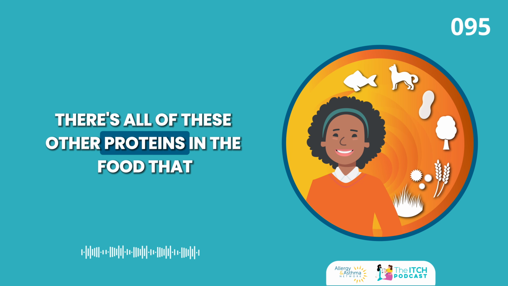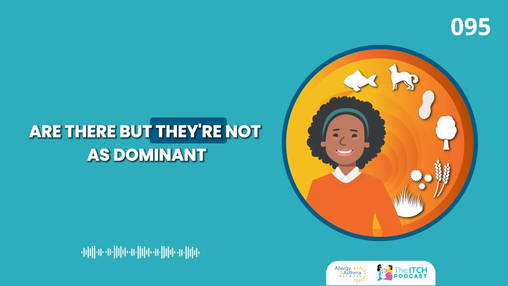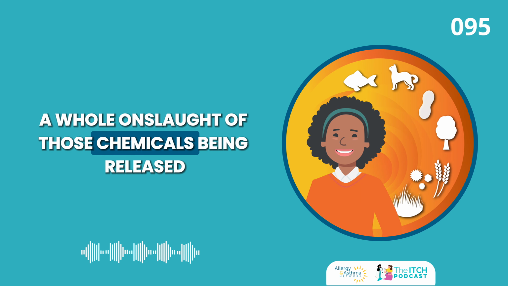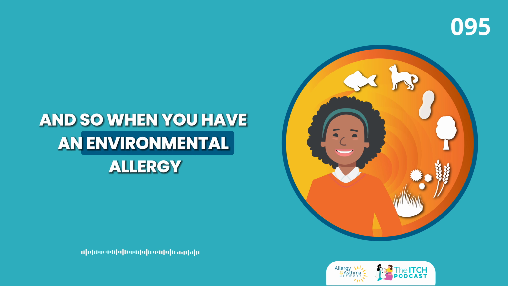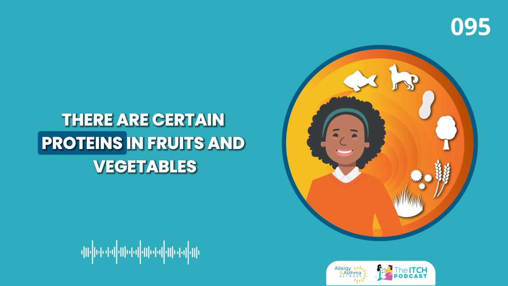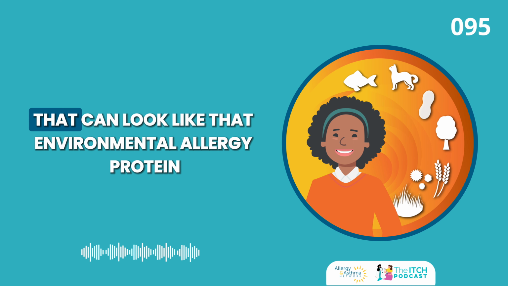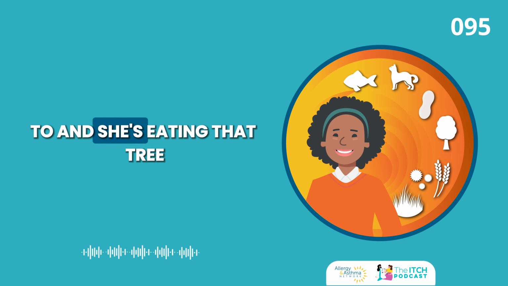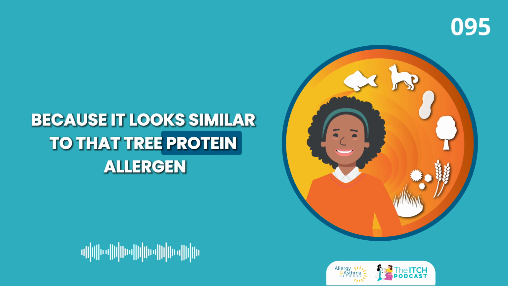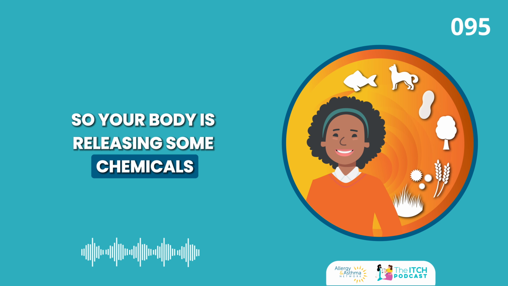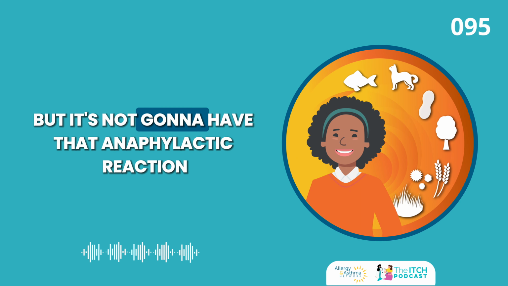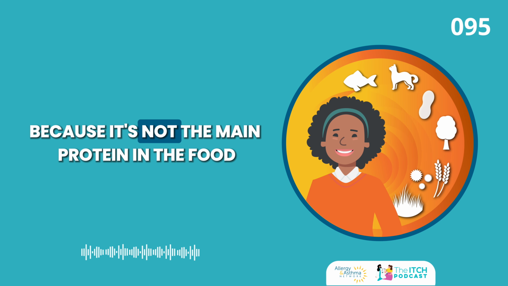Then there's all of these other proteins in the food that are there, but they're not as dominant, and they're not the thing that is going to lead to a whole onslaught of those chemicals being released. And so when you have an environmental allergy, there are certain proteins in fruits and vegetables that can look like that environmental allergy protein. And so your body's like, wait, I think this is the tree that Courtney's allergic to, and she's eating that tree because it looks similar to that tree protein allergen. So your body's releasing some chemicals, and that's why you're getting that itching in your mouth and that discomfort in your mouth. But it's not going to have that anaphylactic reaction because it's not the main protein in the food.